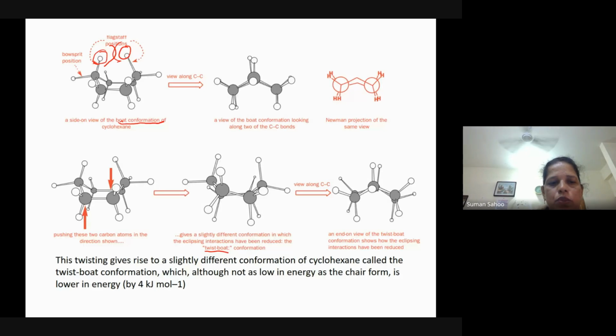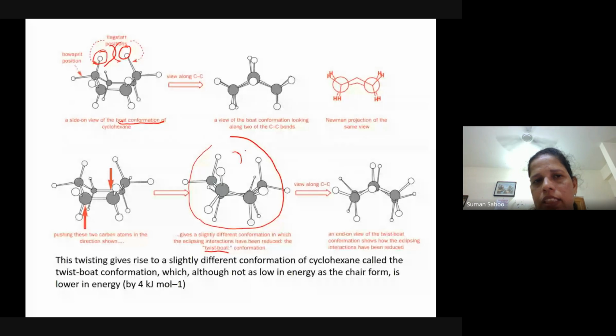When you twist the boat, you get a twist boat conformation, in which they go a bit far from each other, or your eclipsed condition is lowered. So we can say that it is a bit lower in energy. So in cyclohexane we have different conformations: one is your chair conformation, boat conformation, and twist boat conformation.